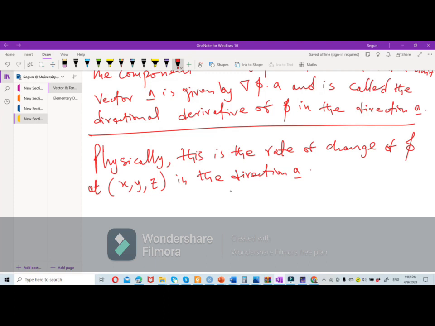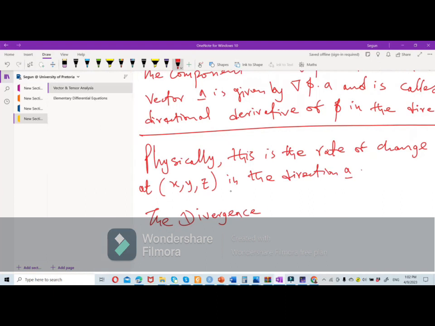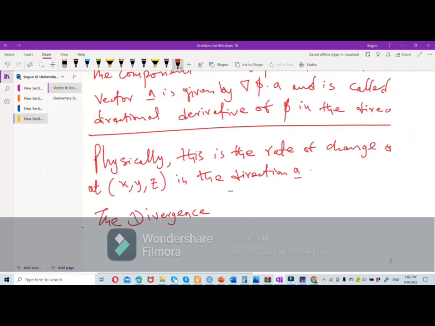Now, let's look at this. Today we'll be looking at the divergence. I told you we have three things: we have curl, we have gradients, we have divergence. So these are the things we'll be discussing, and if you check the past questions, you will see questions on those areas. So here we have divergence. Let's look at the definition.